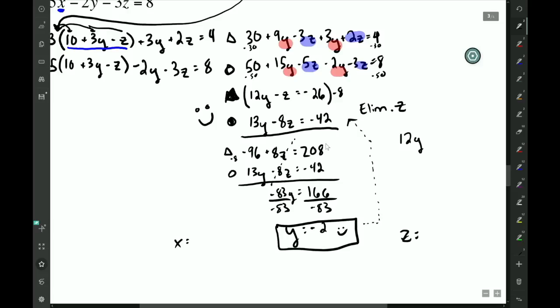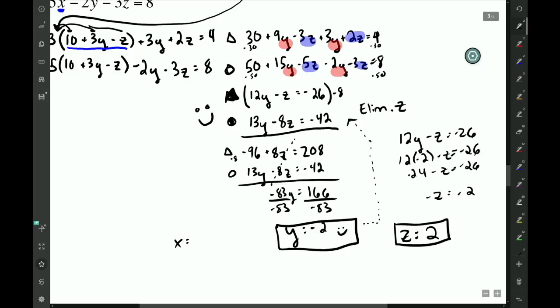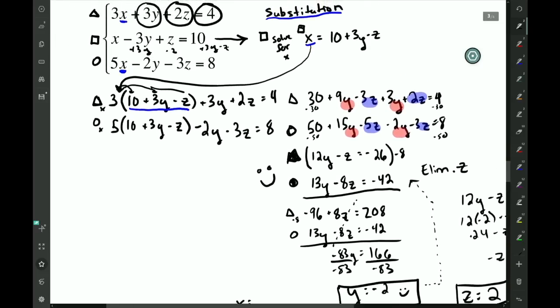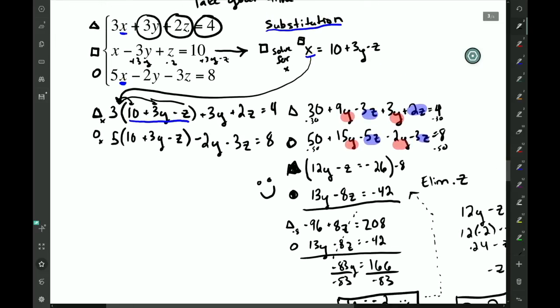12y minus z equals -26, which is really 12 times -2 minus z equals -26. -24 minus z equals -26. -2 equals -z. Z equals +2. Once you have two variables, you can then substitute into any one of the very originals with three variables.